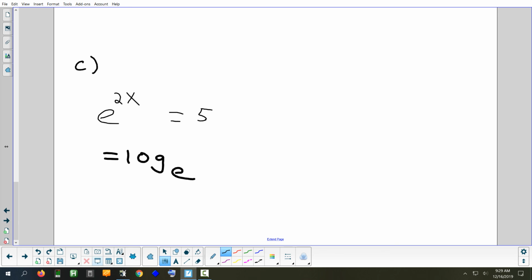Logarithm always equals exponent. Alex, what's my exponent here? 2x. Now the only thing left is the 5, and that's by itself, and it's going to be the argument.